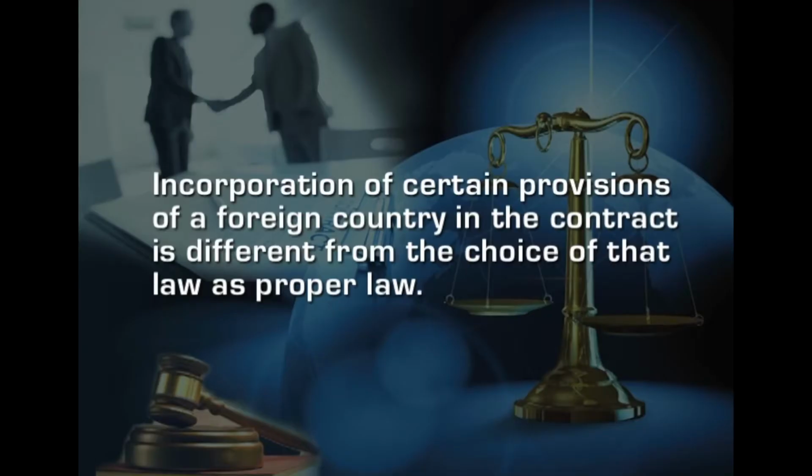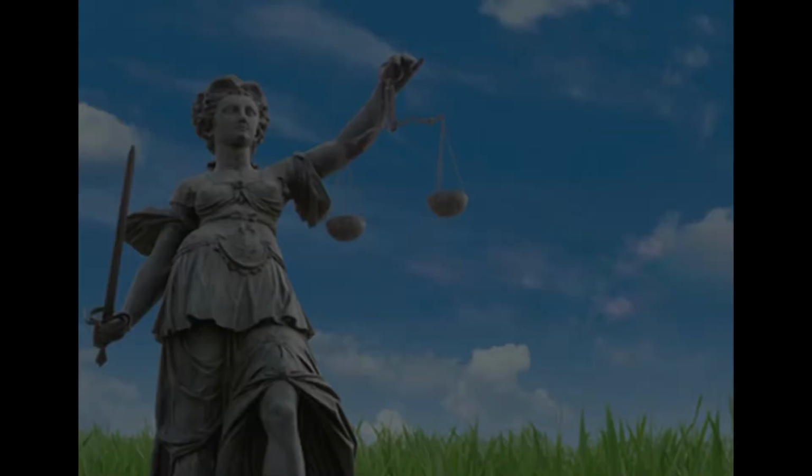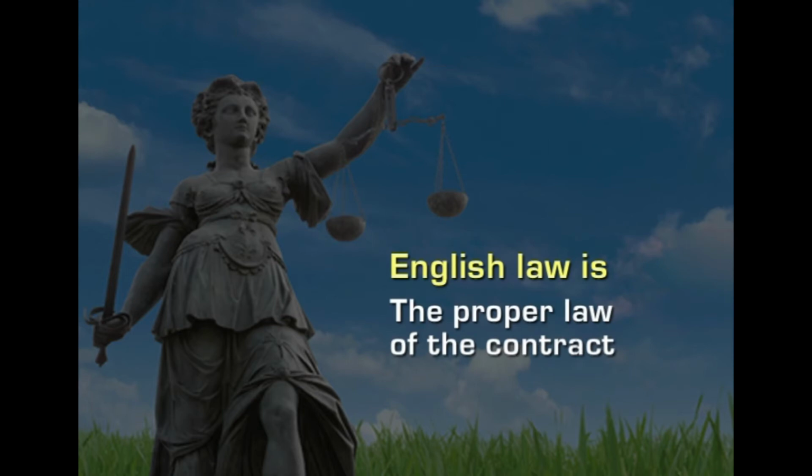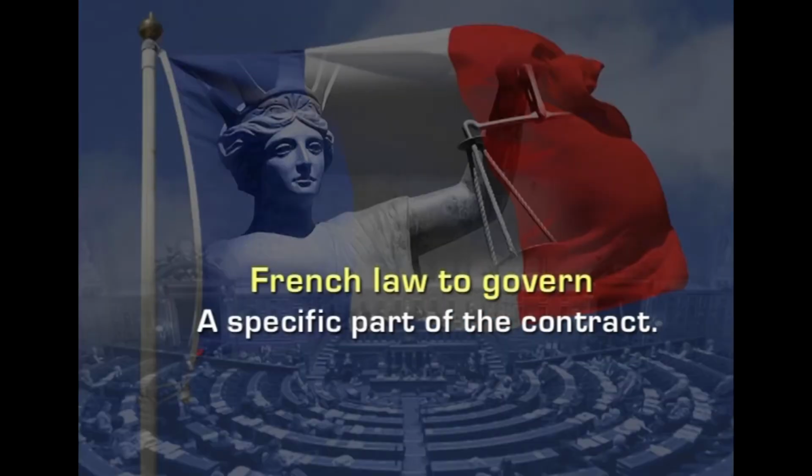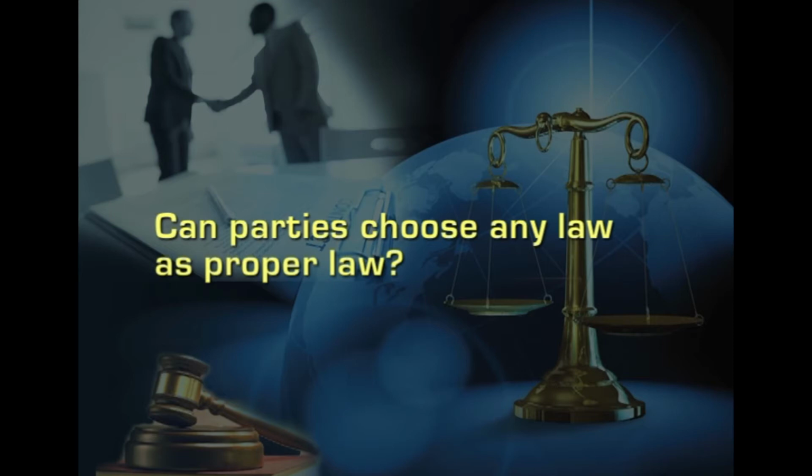Incorporation of certain provisions of a foreign country in the contract is different from the choice of that law as proper law. For example, parties have specified that English law is the proper law of the contract and stipulated a provision of a French law to govern a specific part of the contract. Such stipulation of the provisions of the French law does not make French law the proper law of the contract, but where the foreign law is the proper law of the contract, changes in such foreign law have a cascading effect on the contract. Can parties choose any law as proper law?